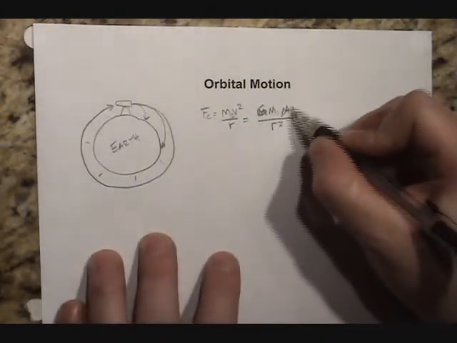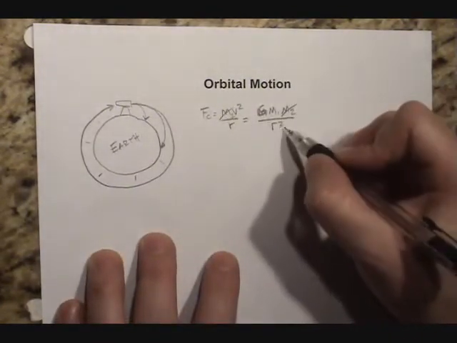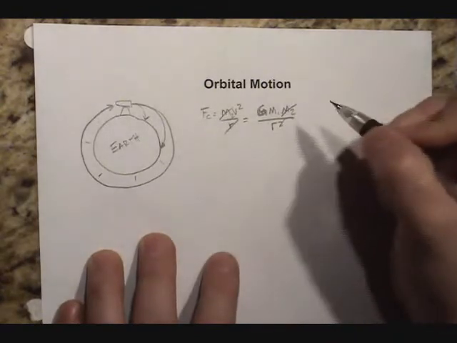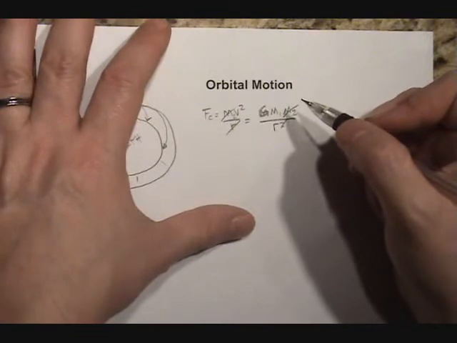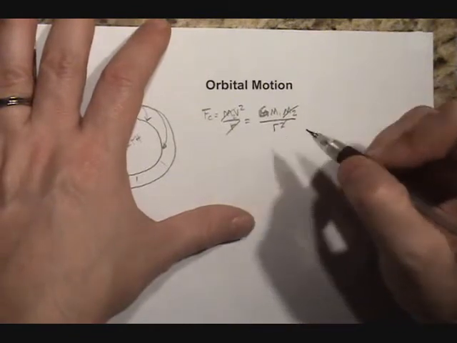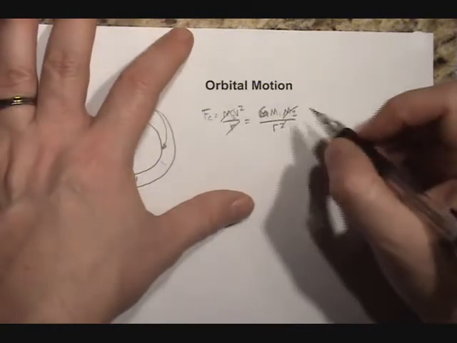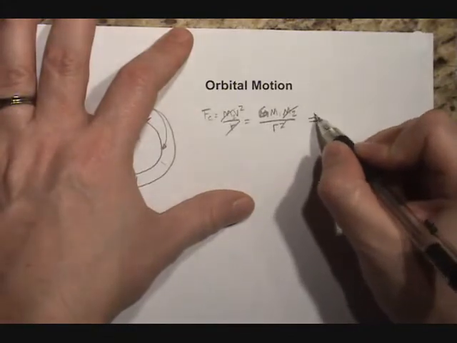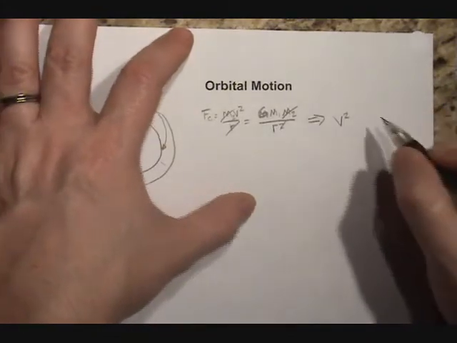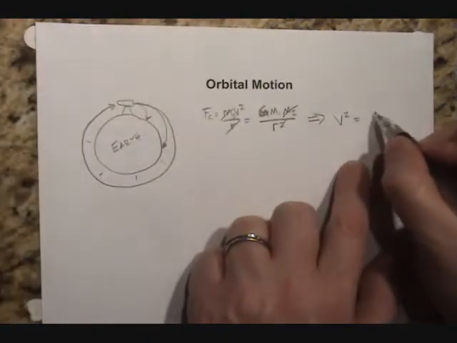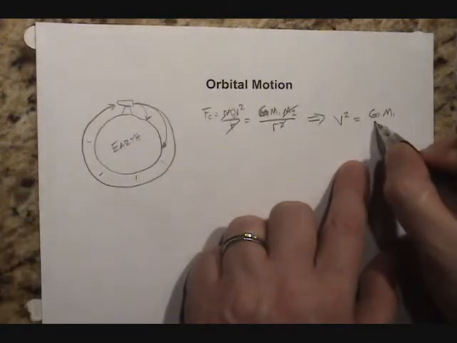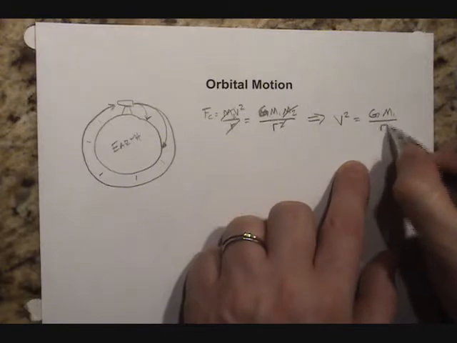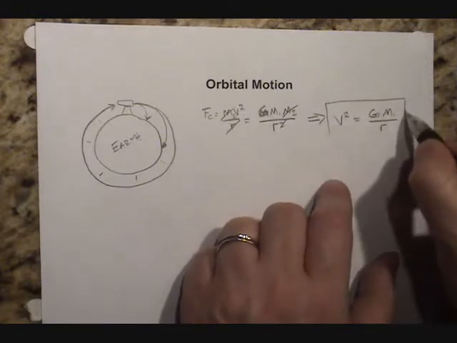So we get some cancellation. m2 cancels out. The square comes off of the r, and we end up with an expression for the velocity of an object in orbit around a planet. And that expression turns out to be that the velocity squared is equal to the gravitational constant times the mass of the planet, or the object that's being orbited, divided by r.